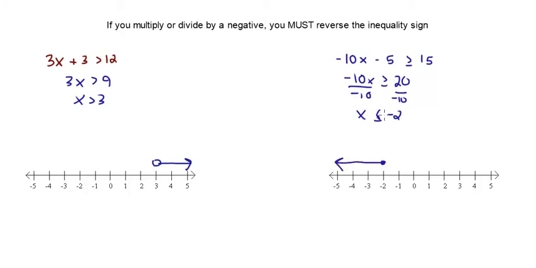And we can check any value that we want. What's a value that's less than negative 2? We could pick maybe negative 3. I like that. Sounds good. So let's go back and plug it into the original. We get negative 3 times negative 10, which is a positive 30, minus 5 is greater than or equal to 15. Let's figure out if this is true. And yeah, 25 is greater than or equal to 15. So this checks out as well. And this is our solution set.